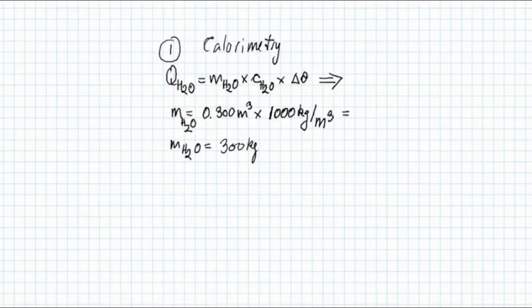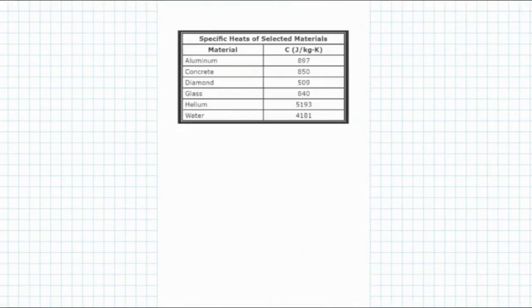Next thing I have to figure out is what is the specific heat capacity for water, and it is a material constant, and we look it up in a table. The table here shows specific heat capacities of selected materials, and what we're looking for is this one, the water down here. And if you look at the unit, it is joules per kilogram times Kelvin. It means that it takes 4,181 joules to heat up 1 kilogram of water 1 degree.